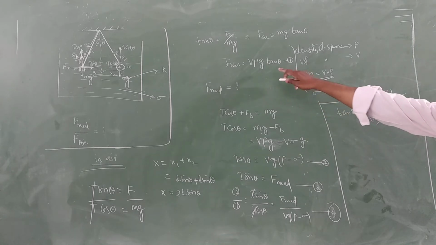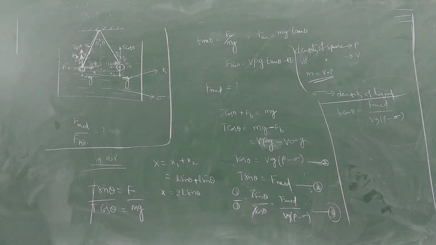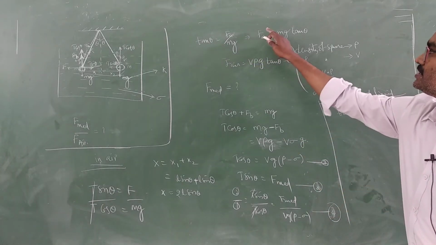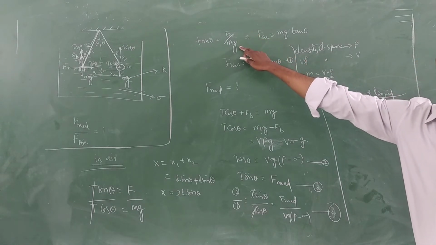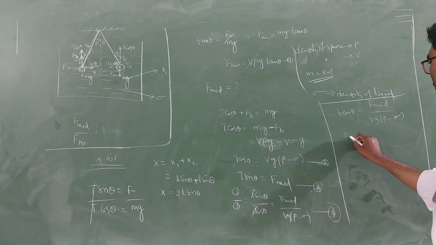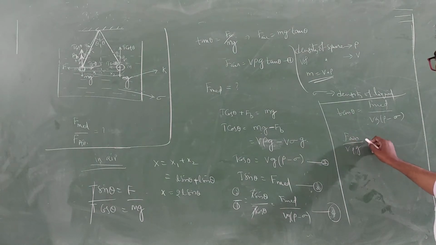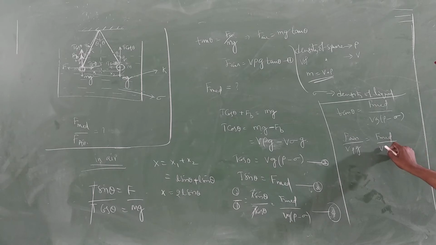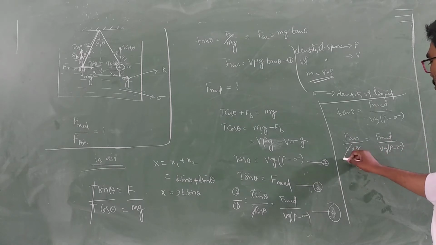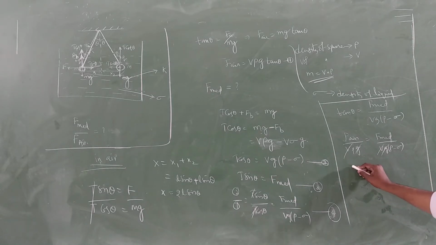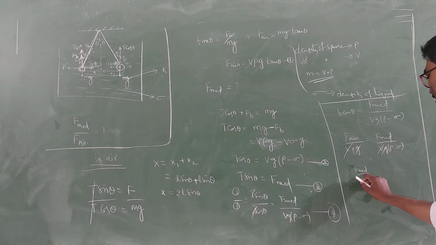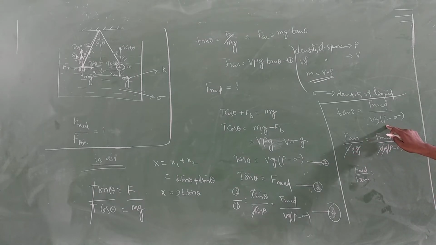So what is tan theta you got from the first one? F air by V rho g. Correct? F by mg, so F in air by V rho g. So V rho g is equal to F in medium by Vg into (rho minus sigma). What can you make common? Vg cancels. I want force in medium by force in air. That is equal to what? This will go by interchanging. Sorry, this will come here: (rho minus sigma) by sigma rho.